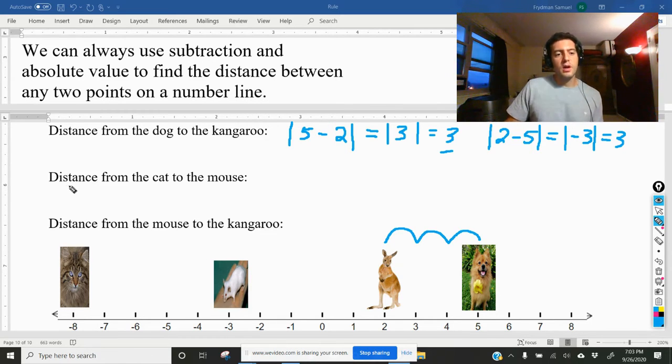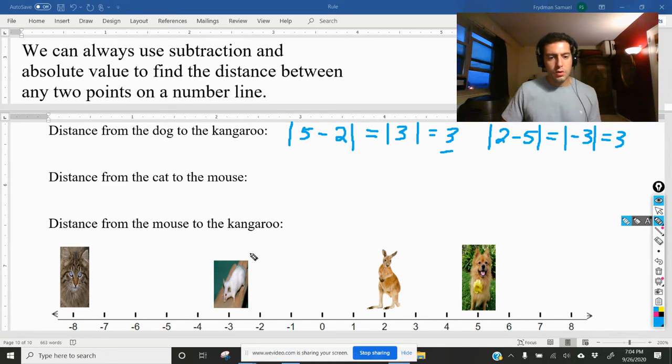Okay, now let's do one which is slightly harder. What's the distance from the cat to the mouse? So let's go ahead and find them. So here is the cat and here is the mouse. We're trying to figure out the distance between them. Now, we could count that easily on the number line. So the distance would be 1, 2, 3, 4, 5. You can see that the distance from the cat to the mouse or from the mouse to the cat is 5 spaces. They're 5 spaces apart from each other.